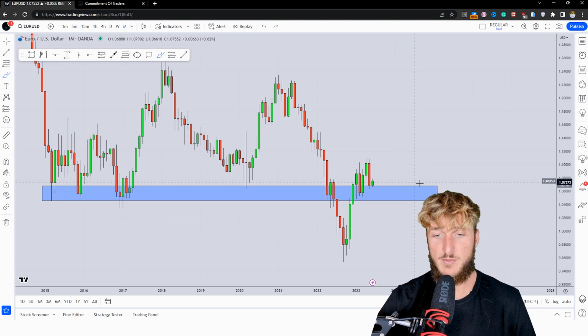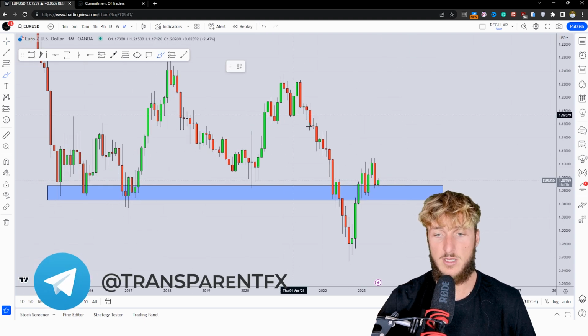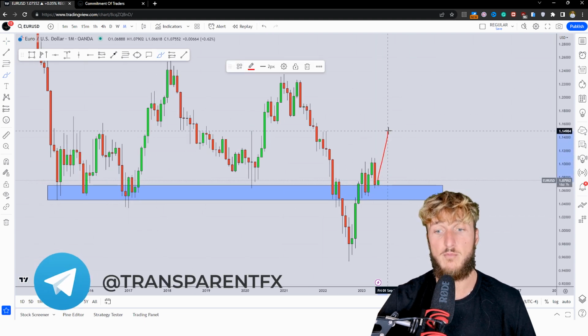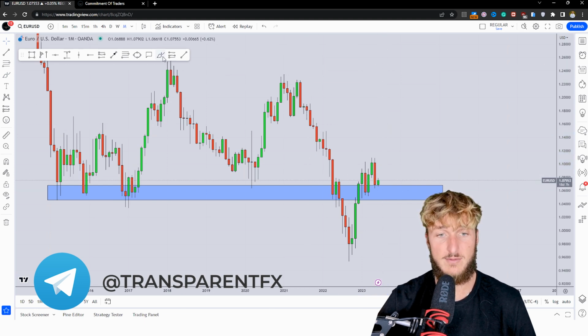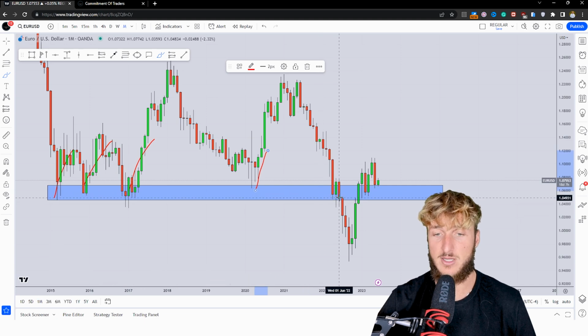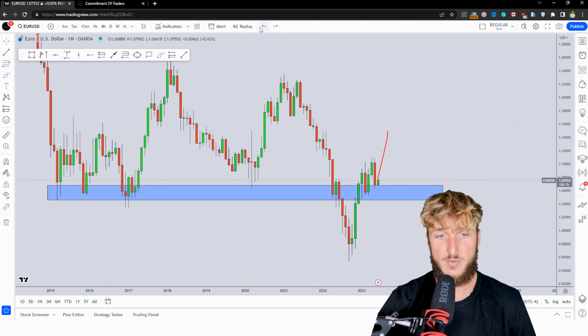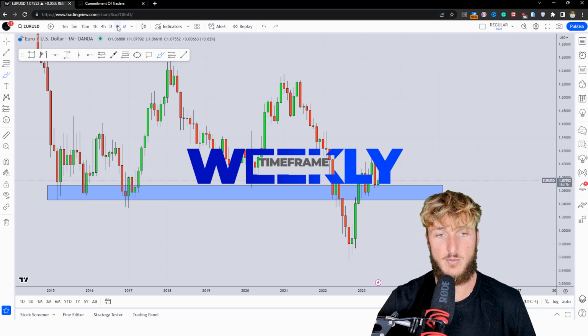So by looking at the market here on the monthly, it is quite clear that there is the possibility to see bullish price action rejecting this level to the upside, as already happened every single time that the market tested its zone. If we drop down on the weekly time frame, what do we have?